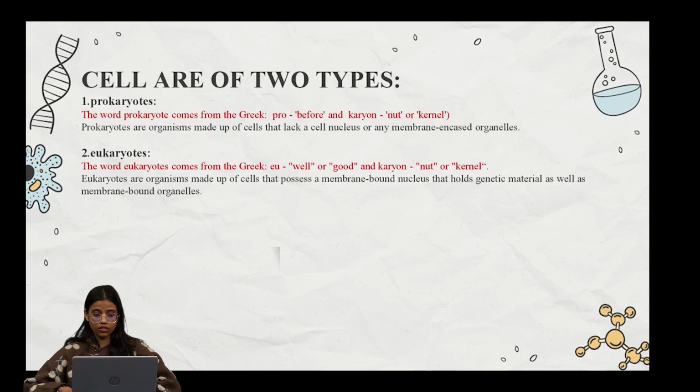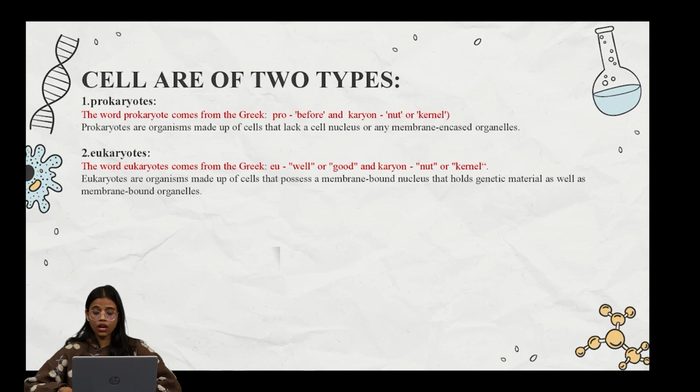Now we talk about further, cells are of two types. First is prokaryote and second is the eukaryote. The prokaryote word comes from a Greek word, pro which means before, and karyon which means nut. Prokaryotes are organisms made up of cells that lack a cell nucleus or any membrane-bound organelle.